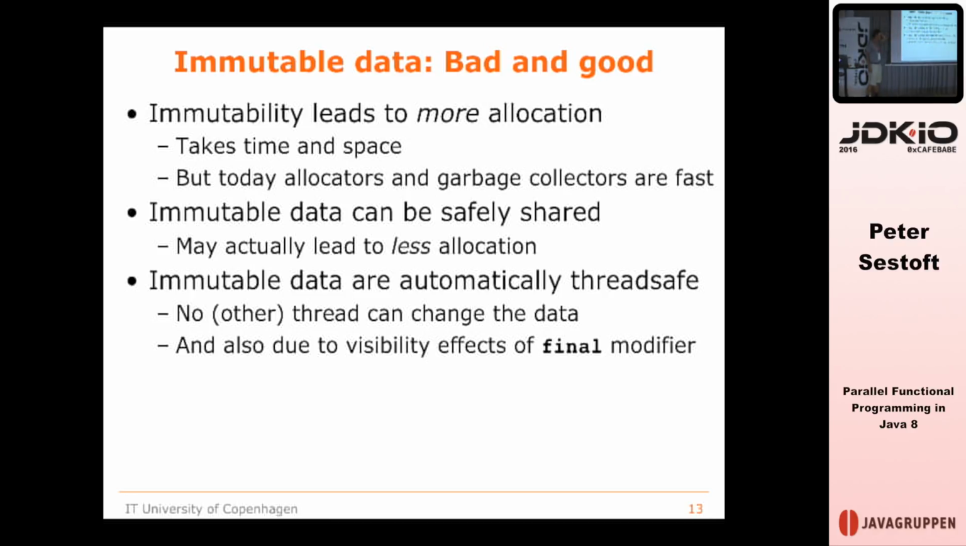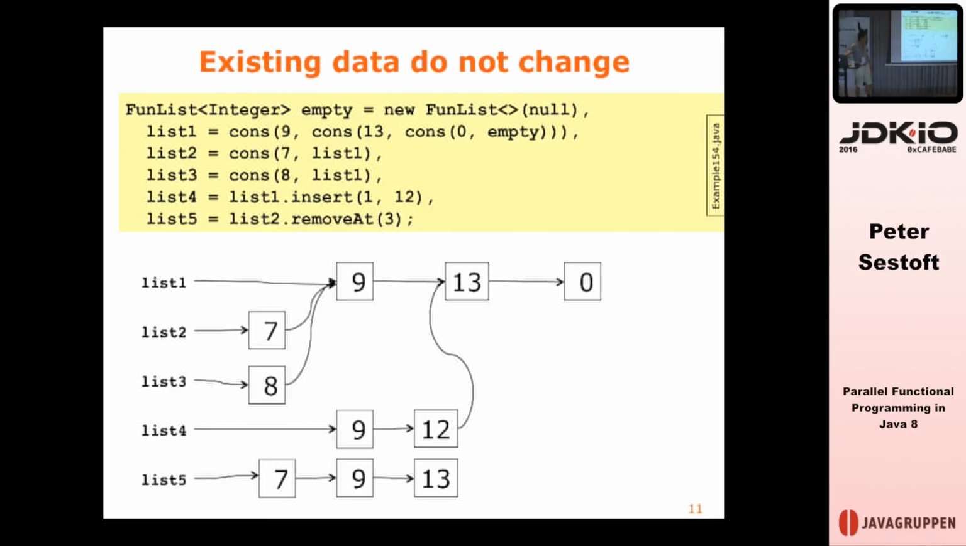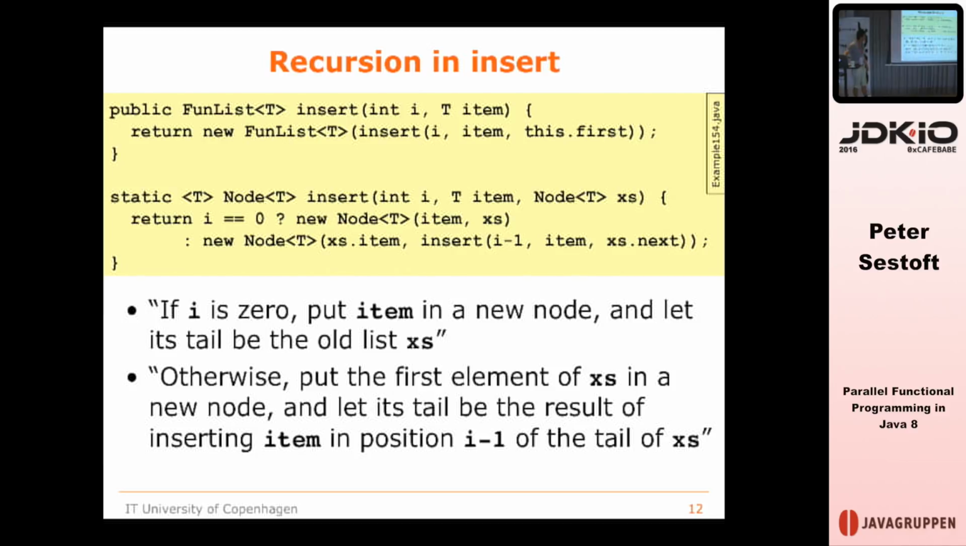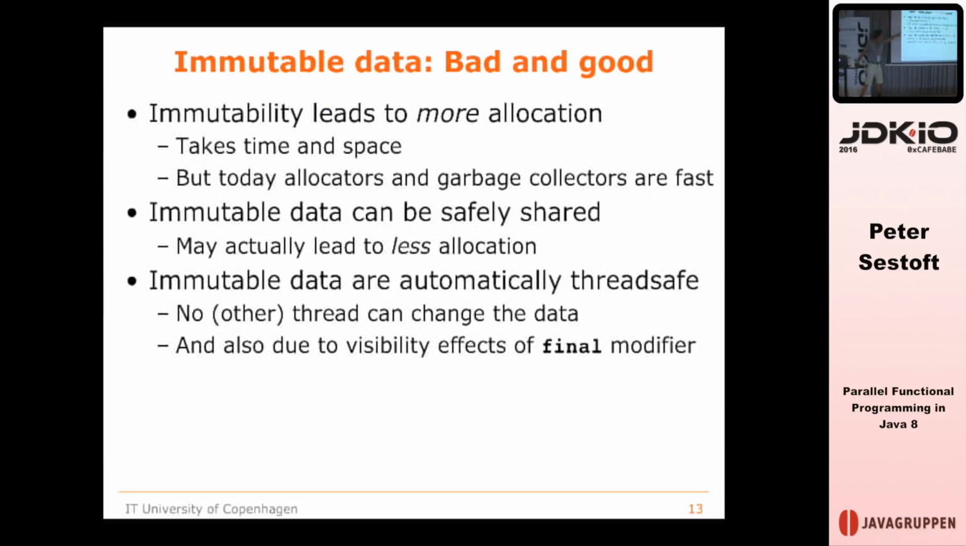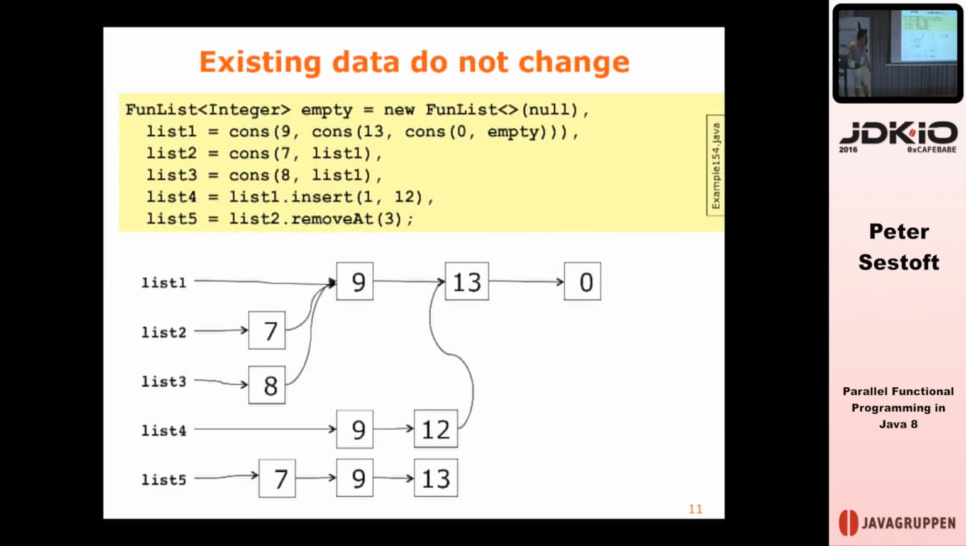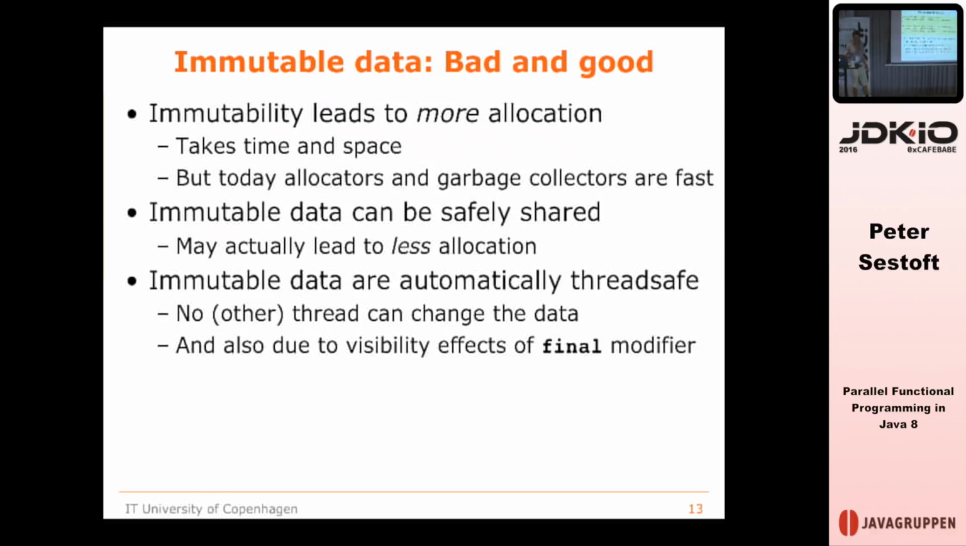The good thing is that they can be safely shared between different methods. It's harmless to hand out to another method a reference to list 2 because nobody can destroy my list while I'm using it. So actually it leads to less allocation, as you can see. We actually get less allocation because there seem to be 3 lists here, but they actually share the tail. So a lot of defensive copying is no longer needed.